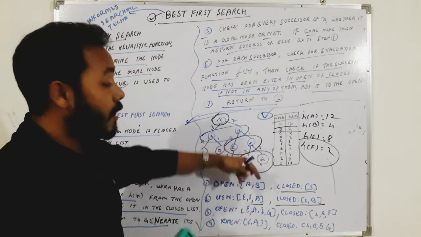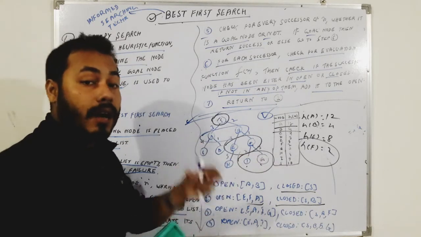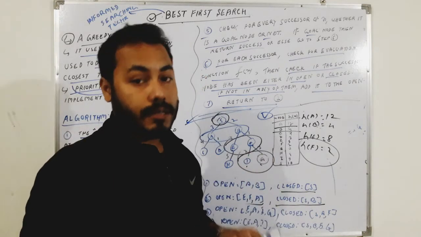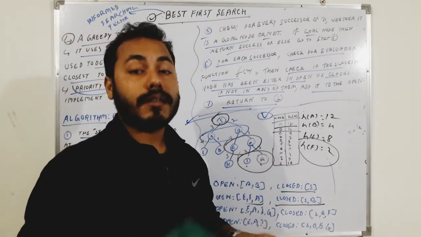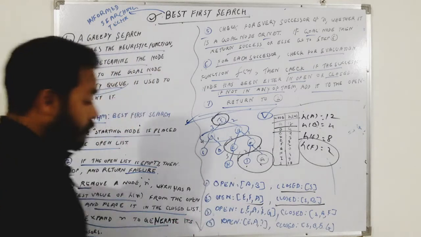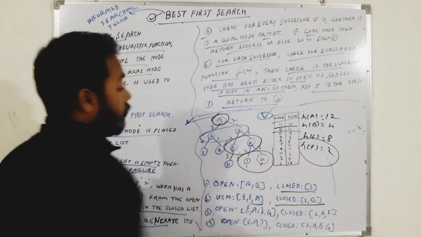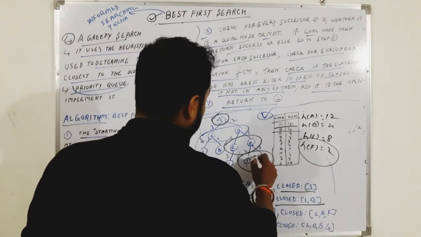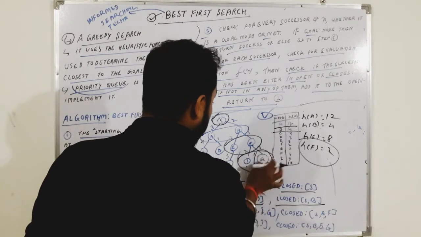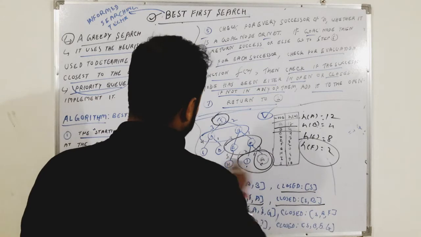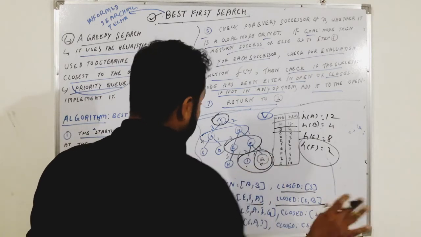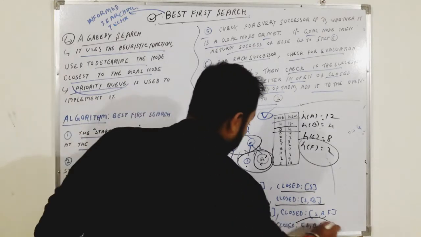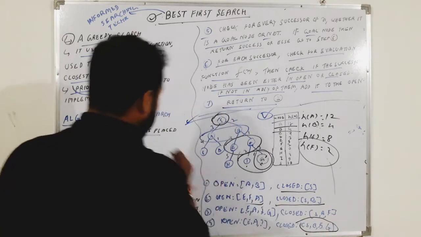Now we need to check, in every case, whether any of these successors is our goal node or not. If that is the goal node, then we need to return success. Now in this case you have seen that Z is the goal node. So of course our search is successful, we reach the goal node. So this is our particular path, that is S.